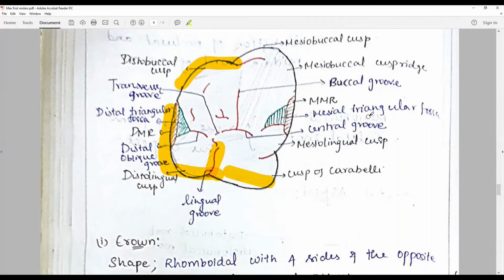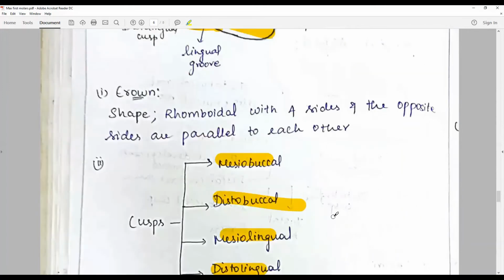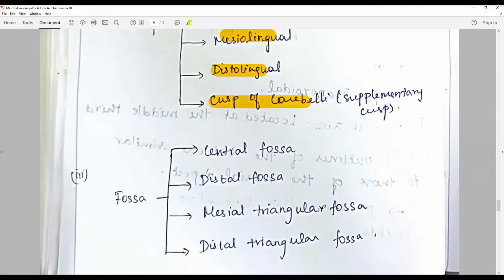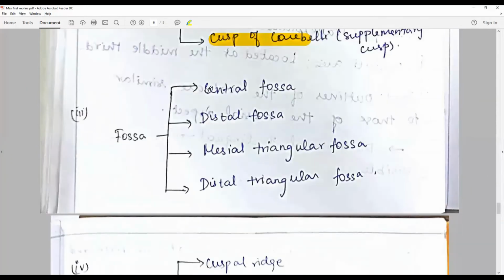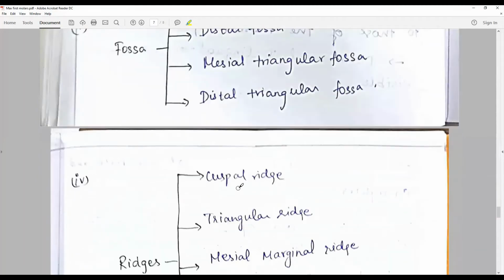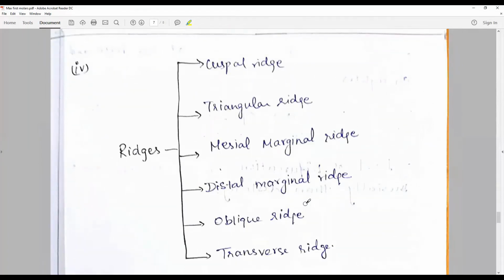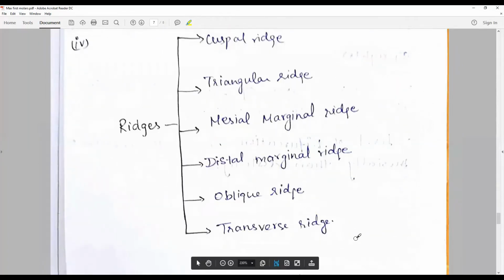The transverse ridge in the tooth: we have a transverse ridge formed by the buccal cusp ridge of the mesiolingual cusp and the lingual cusp ridge of the mesial cusp. So we have the central fossa, distal fossa, mesial triangular fossa, distal triangular fossa. We have the cuspal ridge, triangular ridge, mesial marginal ridge, distal marginal ridge, oblique ridge, and a transverse ridge.